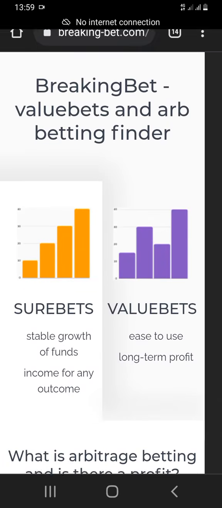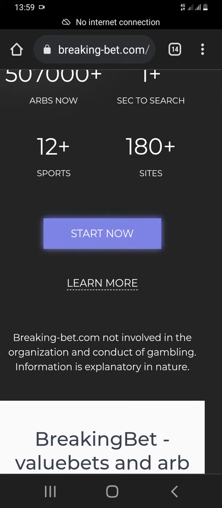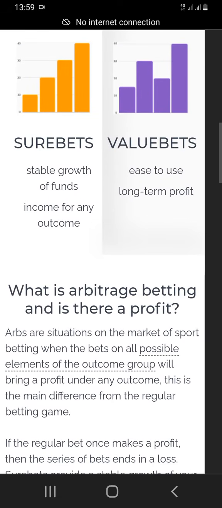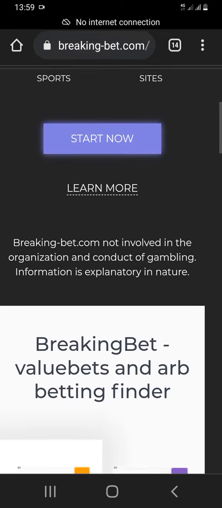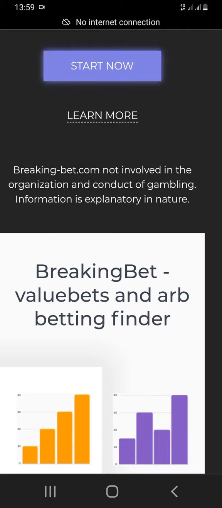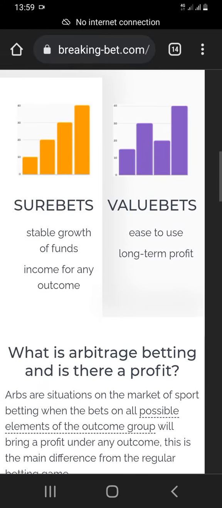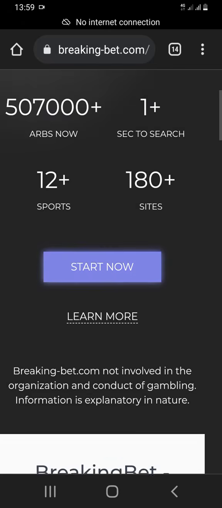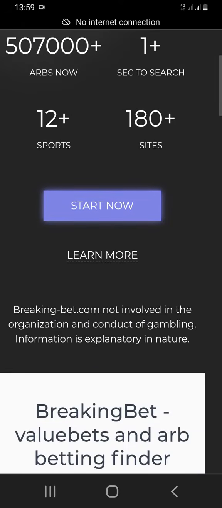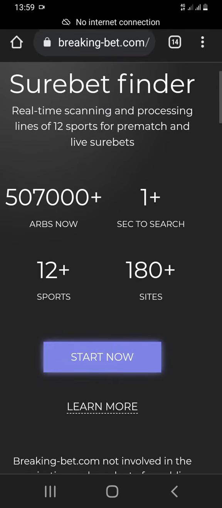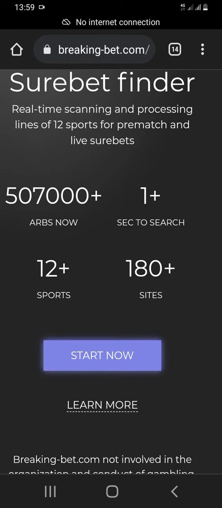When you open Breaking Bet, you see there is a dash, breaking-bet.com. Then you sign up, and their monthly subscription is $12.99 per month. They have value bets and sure bets. This is Breaking Bets here. When you subscribe for their monthly plan, if you look here, you can see 507000 apps now available, one plus second to search, 12 plus spots, and 180 plus sites.